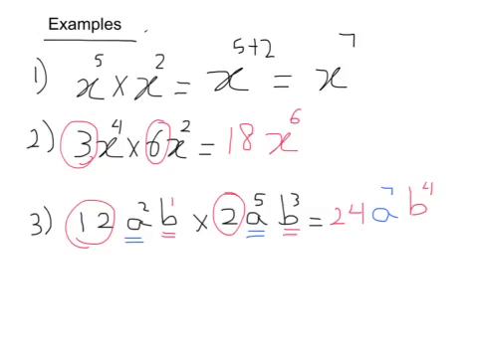Therefore, the numbers are multiplied together, and the letters have to be the same pronumeral to add the powers. So that's why we have the a to the power 2, a to the power 5 together, and b to the power 1 times b to the power 3 together. And this is how you simplify it.